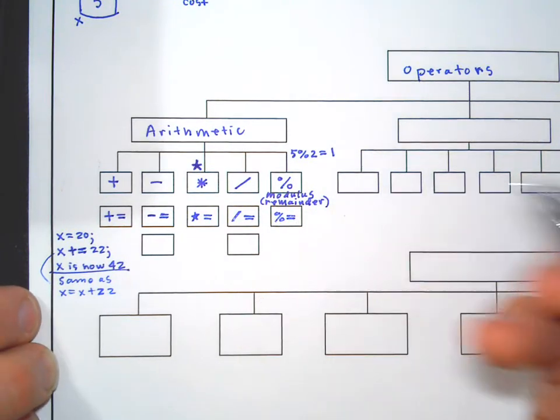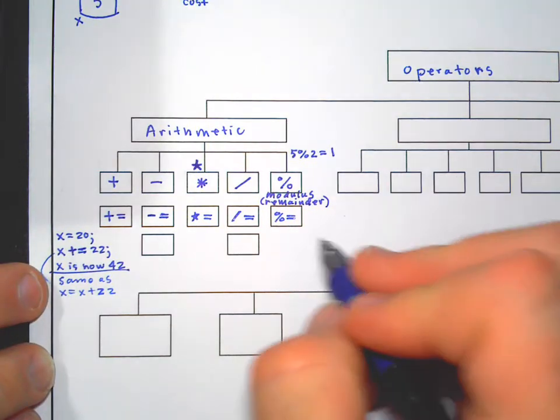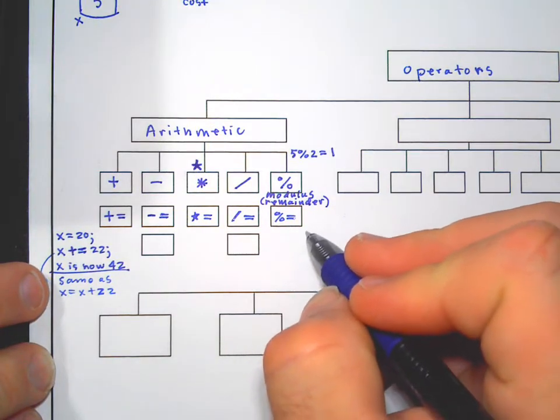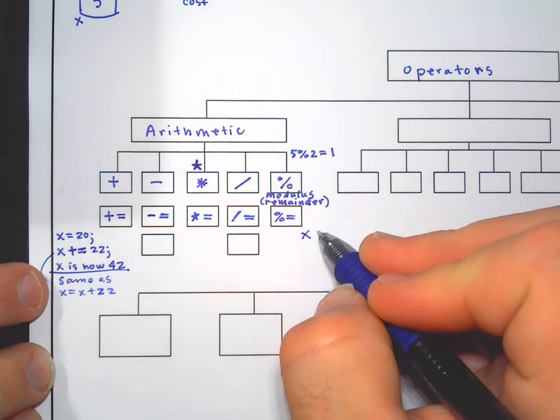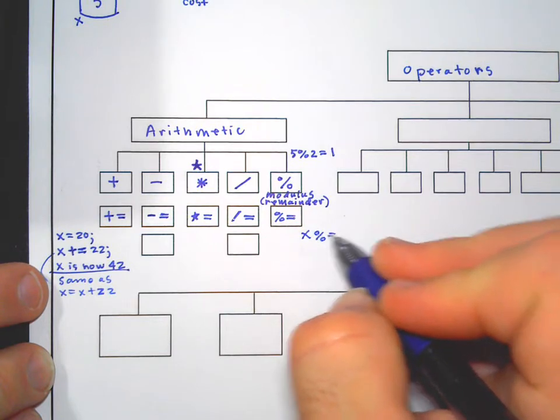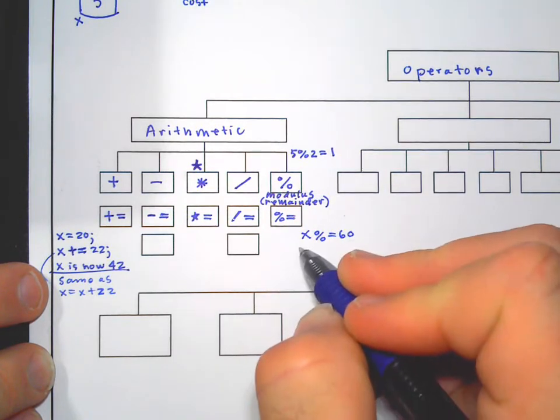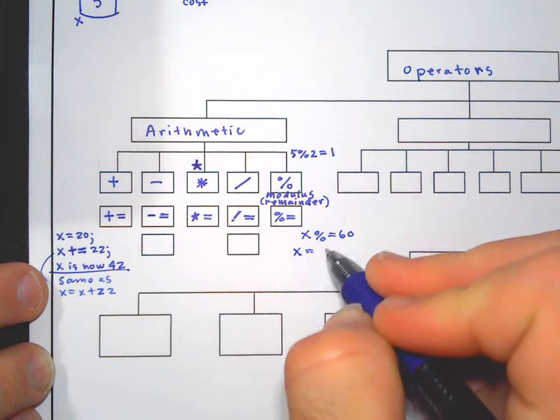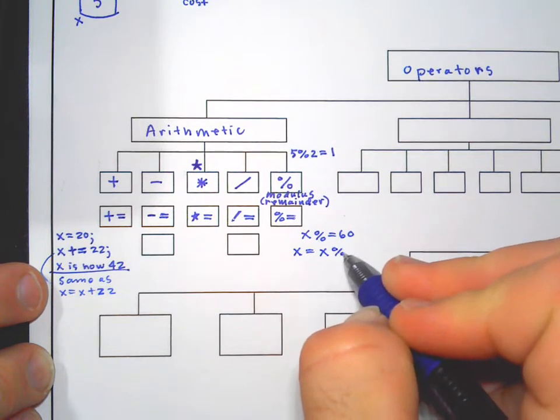So let's see what would that mean if you did modulus equals. Let's say you had x modulus equals 60. Like, what does that mean? That's the same thing as x equals x modulus 60.